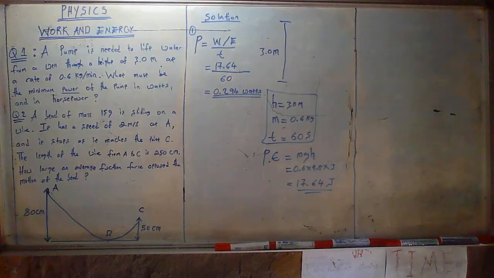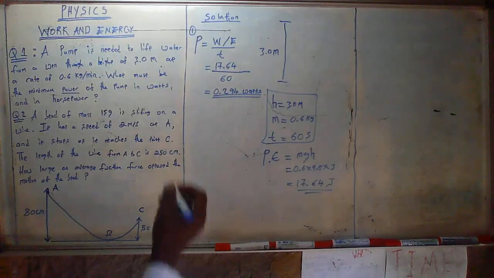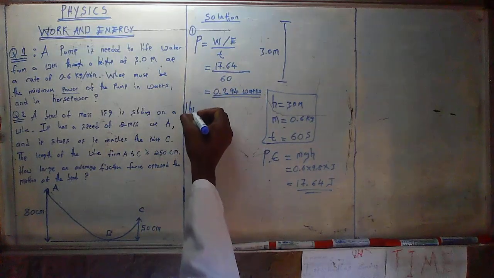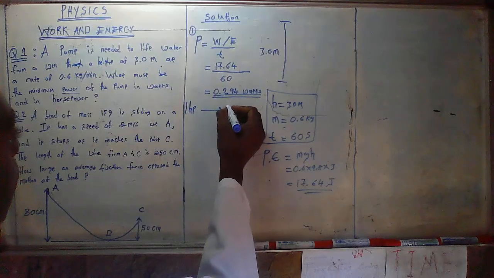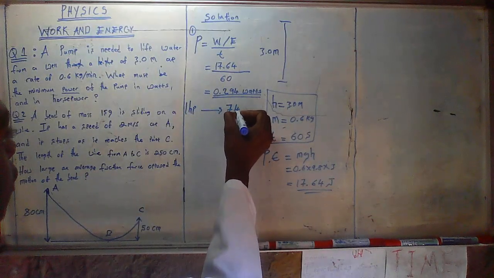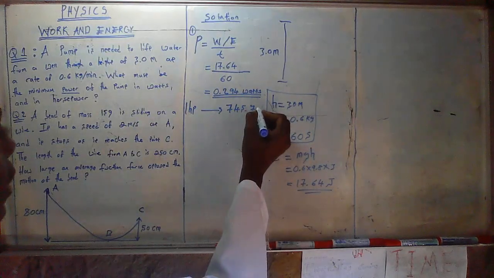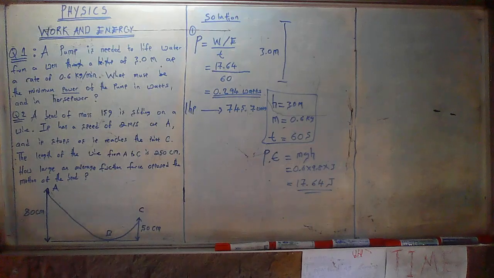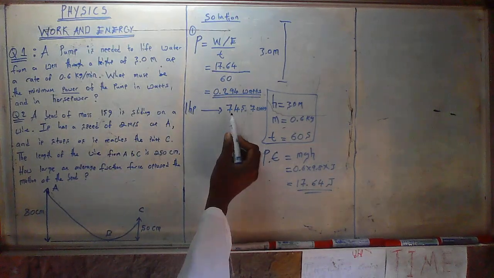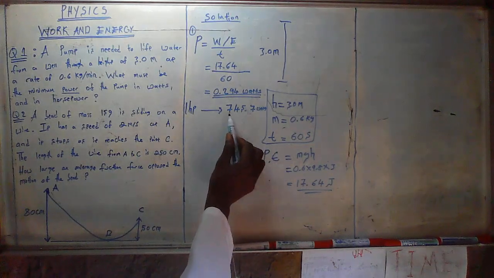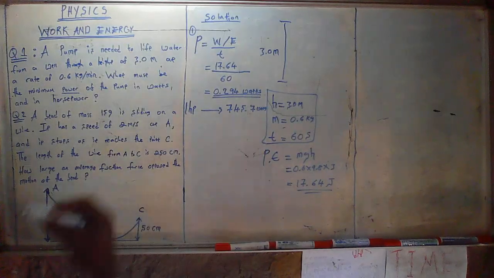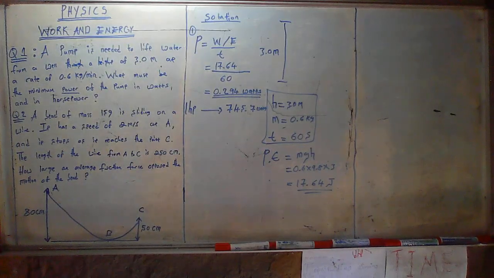Okay, what about in horsepower? Well, we just have to convert from watts to horsepower. So 1 horsepower is equivalent to 745.7 watts. Some, instead of using 745.7, just use 746. They round it off.